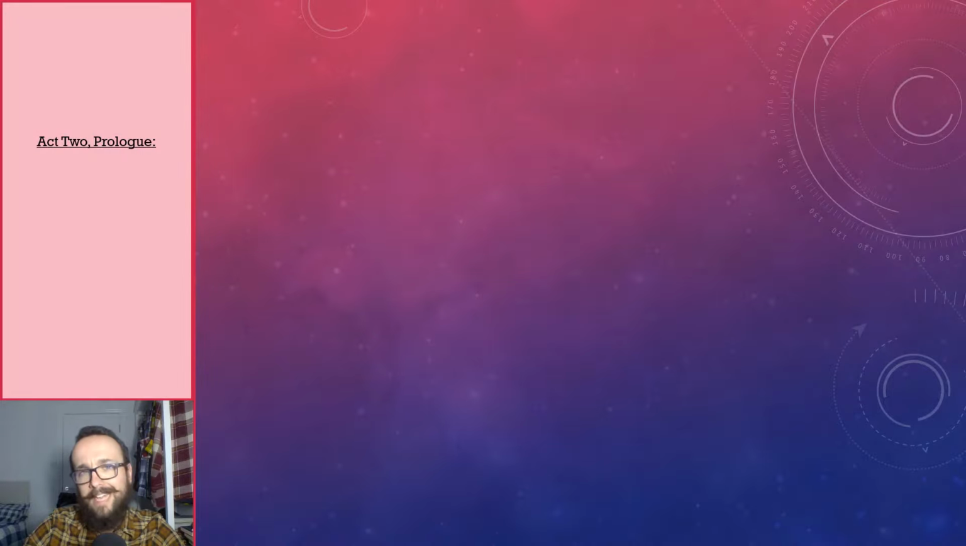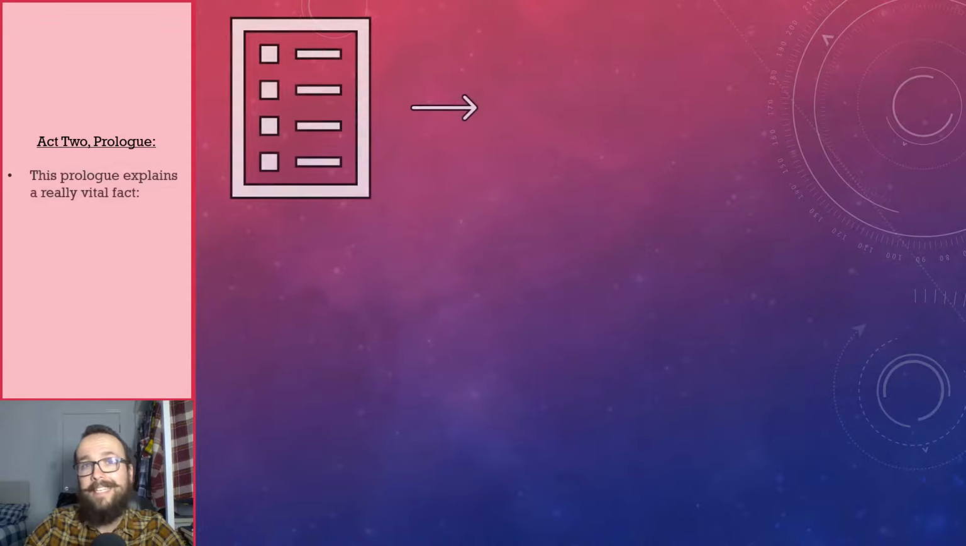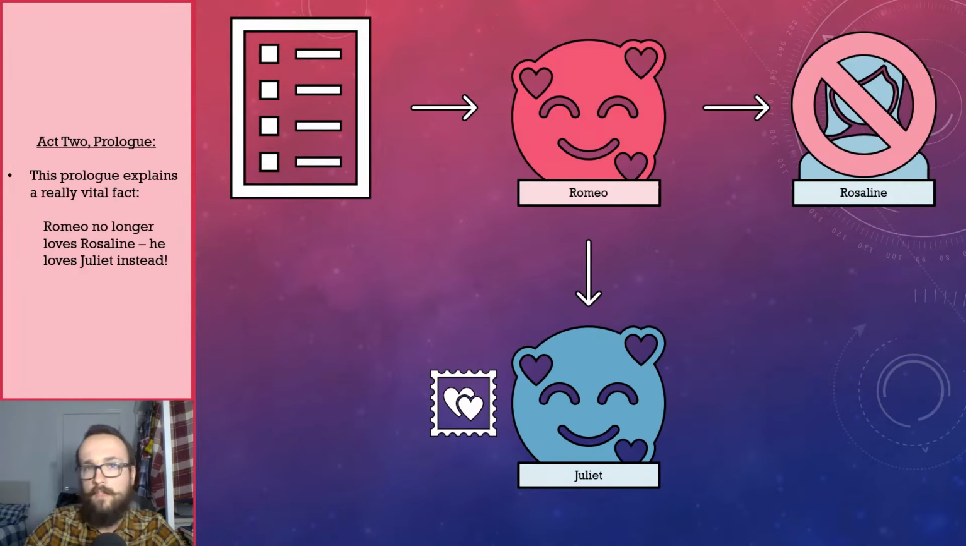So just like Act 1, Act 2 of Romeo and Juliet begins with a prologue. Now this prologue is really straightforward and it explains one really vital fact. What is that fact though? Well, the fact is that Romeo no longer loves Rosaline, and instead he is in love with Juliet. And that's basically the prologue over.